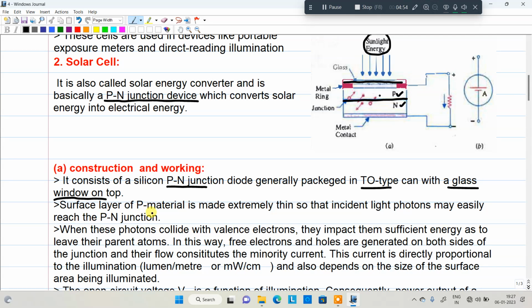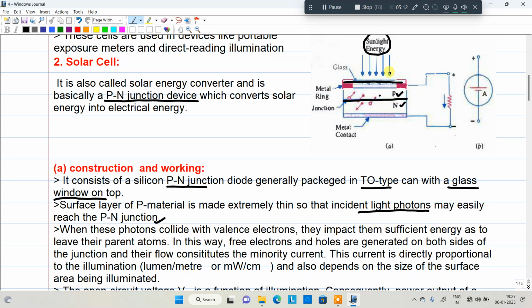Now the surface layer of P material is made extremely thin, this particular P layer extremely thin, so that the incident light photons may easily reach the PN junction. Whenever it is thin, that means the majority charge carriers, the holes, are more.